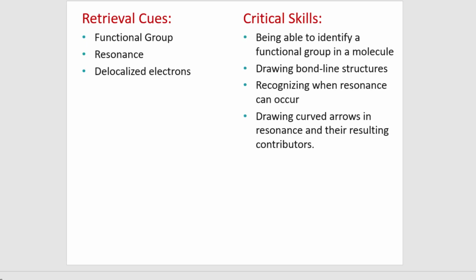I'd like you to reflect, now that we've reached the end of Chapter 2, on the retrieval cues that we've defined, and think about your skill level for each of the following: being able to identify functional groups, drawing bond line structures, recognizing when resonance can occur, and drawing curved arrows to show different resonance contributors.